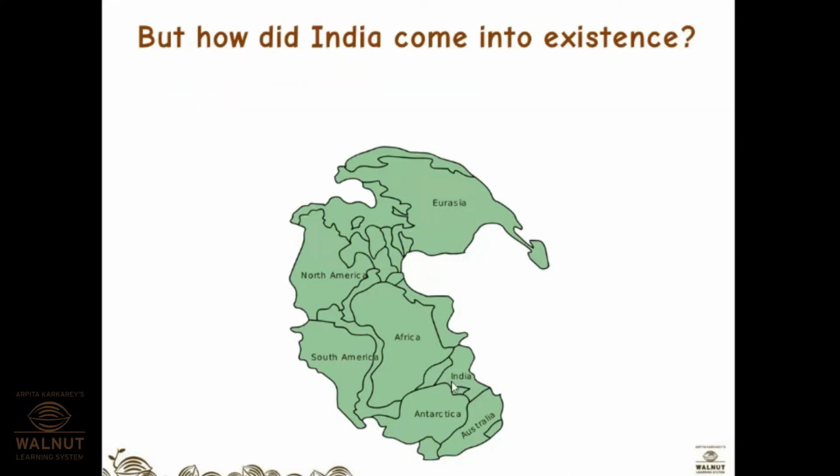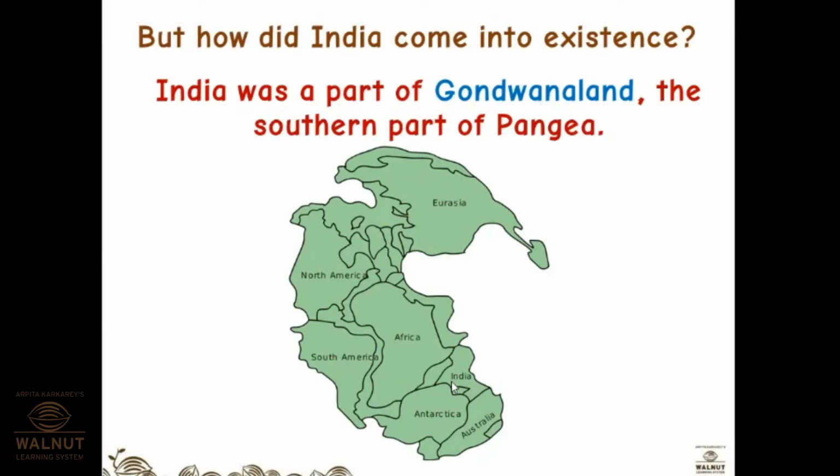And then, how did it come into existence? India was a part of Gondwana land, the southern part of Pangaea. Now, if you see, Pangaea was actually divided into two, the northern part and the southern part. The southern part was called Gondwana land. Anyone knows what the northern part was known as? Okay, it was Laurasia. So this was Laurasia, and the southern part was Gondwana land. So India belonged to Gondwana land.